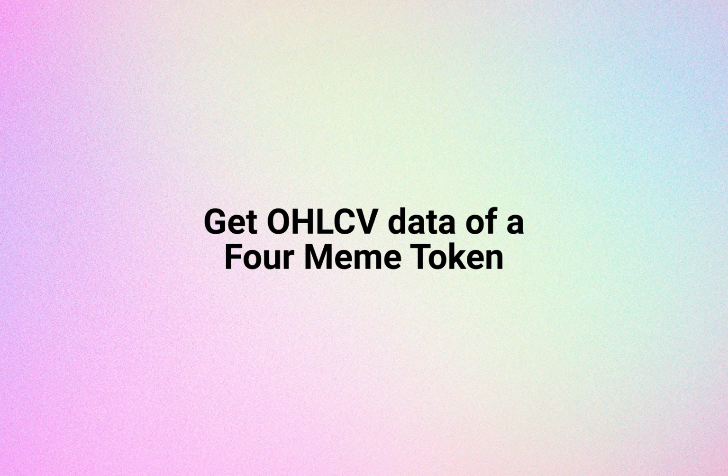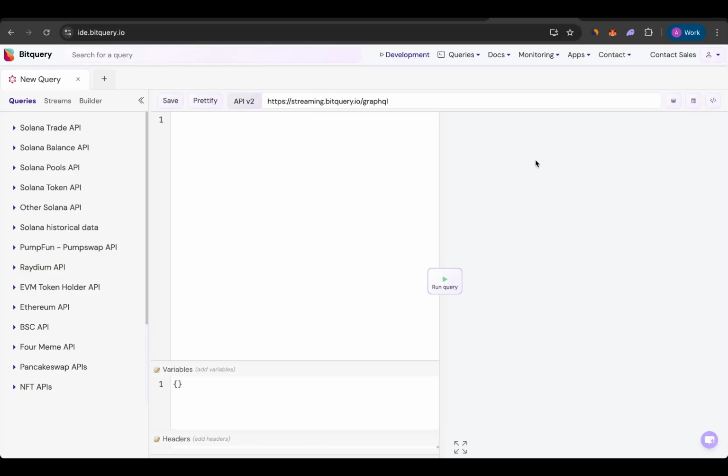In this video, we are going to use Bitquery APIs to get OHLCV data for a particular 4meme token. All the API links will be in the description. You guys can test it out on ide.bitquery.io. By just signing up on IDE, you will get free 10,000 points for the first month for testing.